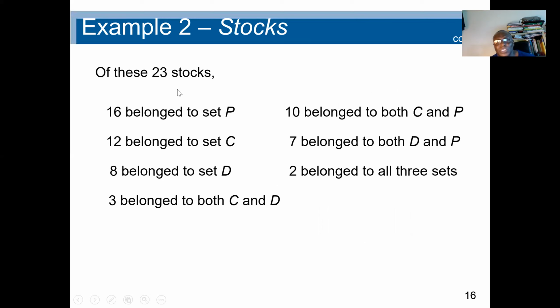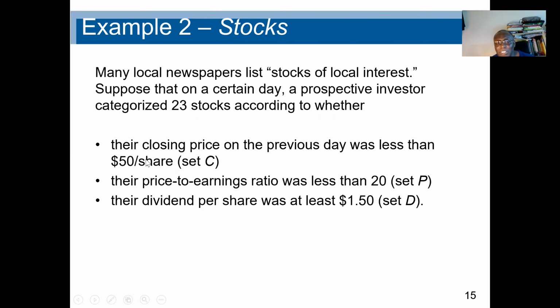Now, our question is, of these 23 stocks, 16 belong to set P, 12 belong to set C, 8 belong to set D, and 3 belong to both sets C and D. 10 belong to both C and P, 7 belong to D and P, and 2 belong to all 3 sets. When I go to the previous slide, we can see what P, C, D stand for. C means a share whose closing price is less than $50. Price to earnings ratio less than 20 is P. Dividend per share of at least $1.50 is D.